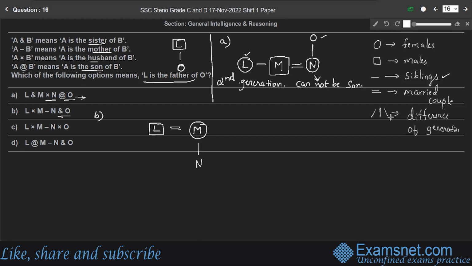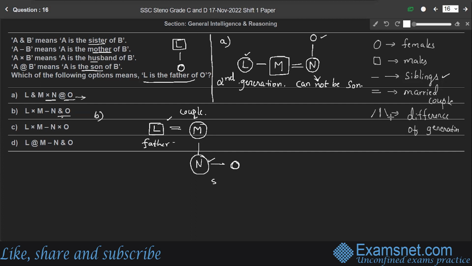Next, N and O means the first person is sister of the second person. Therefore N is a female, who is sister of the second person. So the gender of O is not known. Look at the relation between L and O. L and M are a married couple. They have two children, N and O, because M is mother of N, so for N and O, L becomes father.